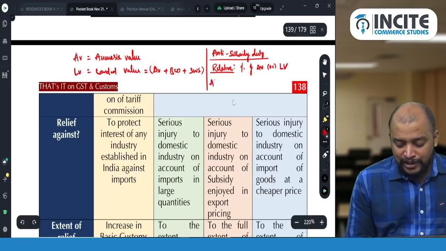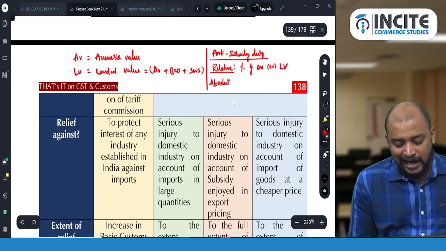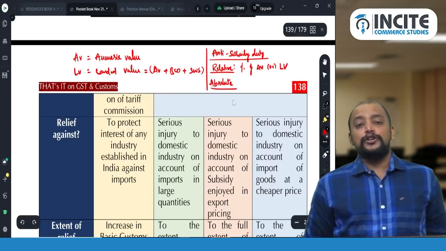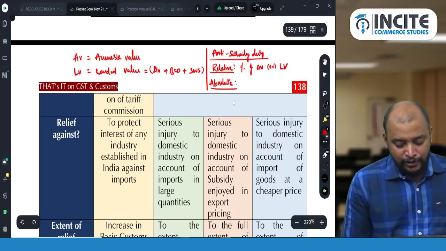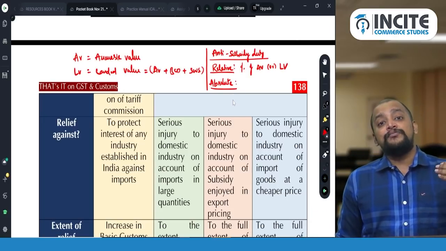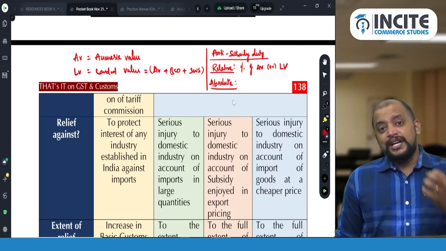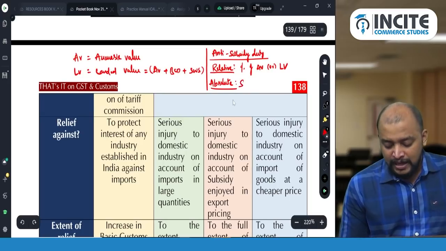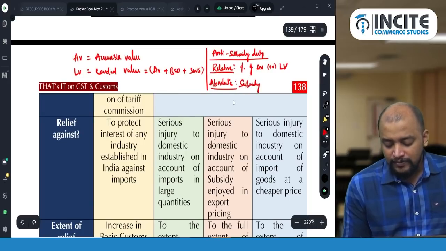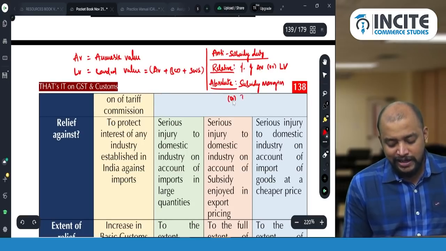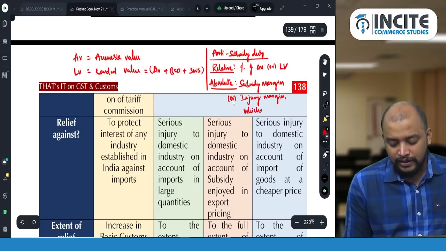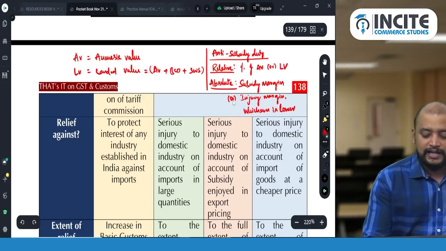Whereas an absolute measure is also there for computing the anti-subsidy duty. What is that absolute measure? It means amount. Directly we arrive at the amount. What is that amount? That is subsidy margin or injury margin, whichever is lower. This will be taken as the anti-subsidy duty.